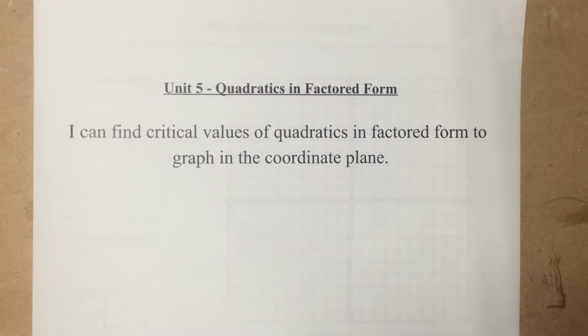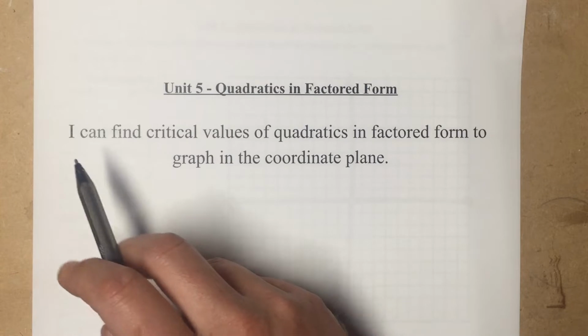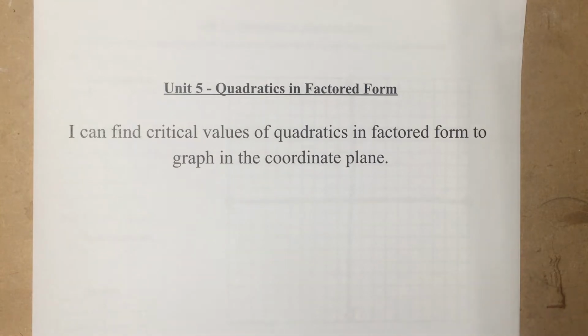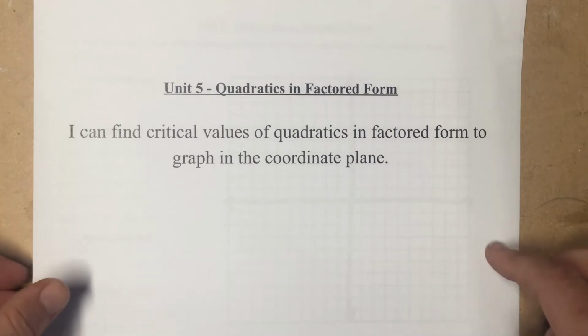All right, hello everybody. This is Unit 5. We're dealing with quadratics in factored form. The learning objective in this video is: I can find critical values of quadratics in factored form to graph them in the coordinate plane.